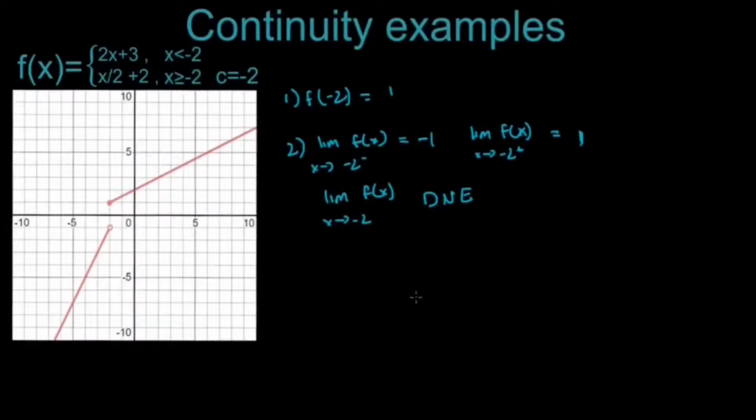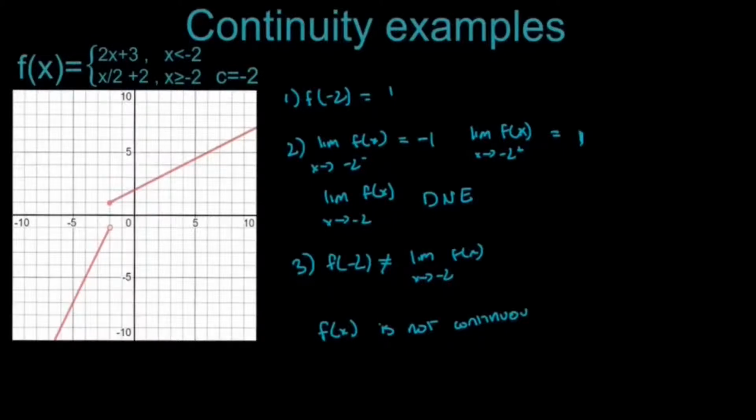At this point, you wouldn't really need to do any more, because we know for sure that f of x is not continuous at x equals negative 2, but just to make sure it gets across, the third thing in general you'd have to prove is that f of negative 2 is equal to the limit as x approaches negative 2. Since the limit of f of x as x approaches negative 2 does not exist, we can deduce that f of x is not continuous at x equals negative 2.